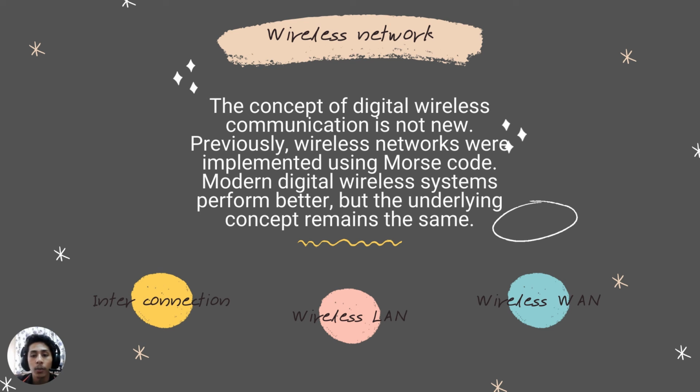So the second one is wireless LANs. These are systems in which each computer is equipped with a radio modem and antenna that allows it to communicate with other computers. And the last one is wireless WAN.